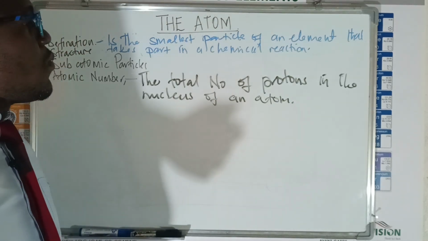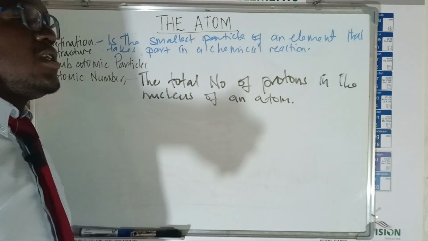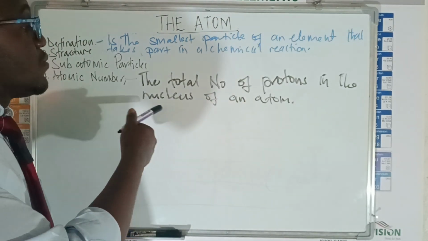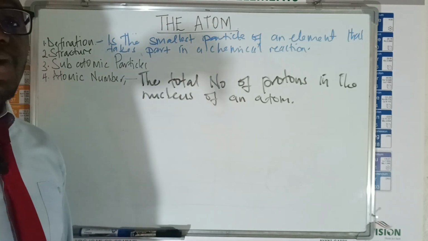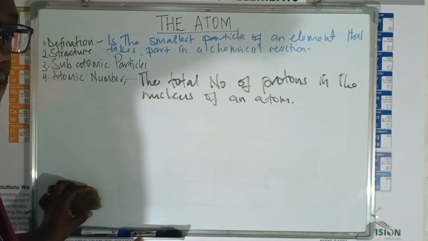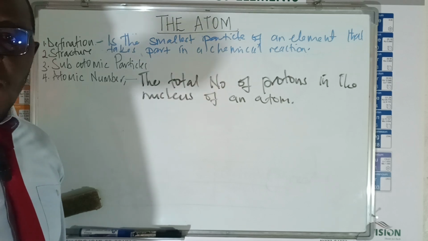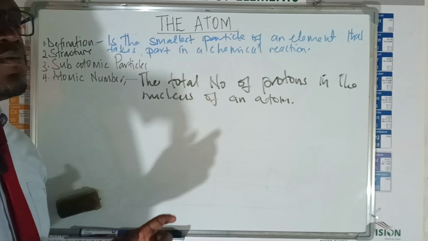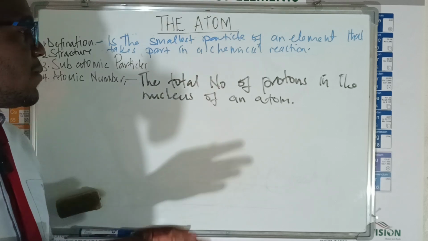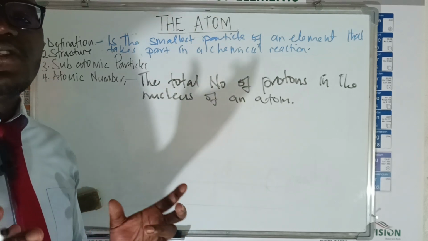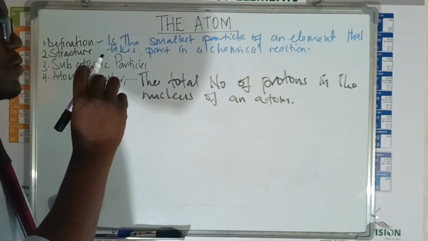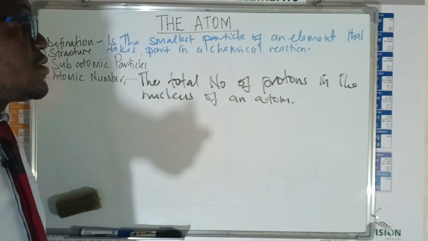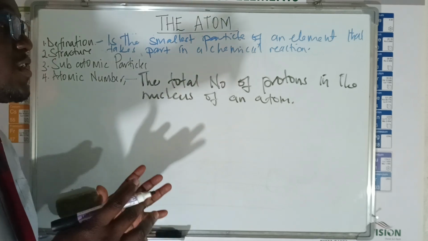Somebody would want to ask, why are we not using electrons, yet electrons and protons are the same in an atom? The reason why we don't use electrons to define atomic number is because protons are permanent. Protons don't change. Electrons may be lost or may be gained, but protons will remain the same. So protons is what is used to define atomic number. That is, the total number of protons in the nucleus of an atom is its atomic number.